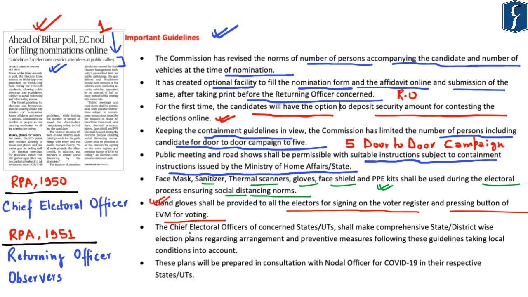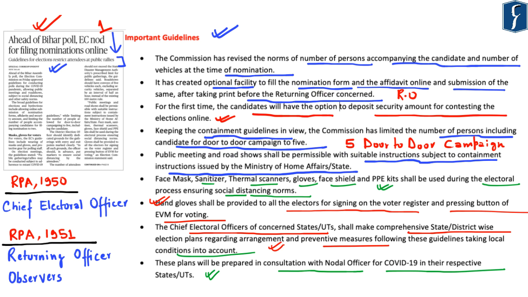Further, it says that the chief electoral officers of the concerned states or union territories shall make comprehensive state or district-wise election plans regarding arrangements and preventive measures following these guidelines. And while making the plans, the chief electoral officer should also take local conditions into account. Further, it says that these plans shall be prepared in consultation with the nodal officer for COVID-19 in their respective states as well as union territories. So these can be said to be the highlights with respect to important guidelines issued by the Election Commission of India with respect to the upcoming Bihar Assembly elections.